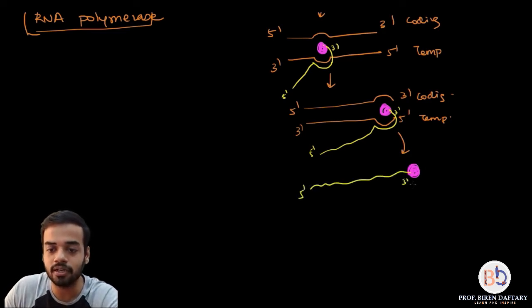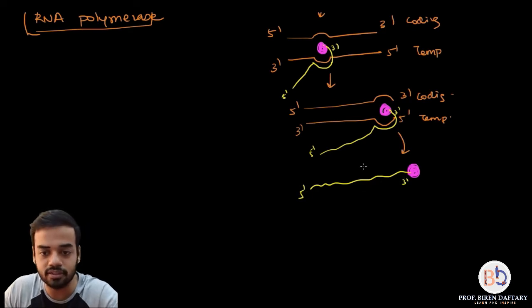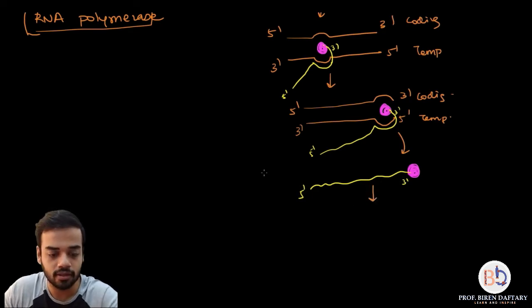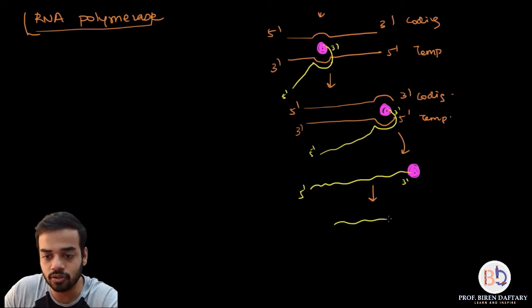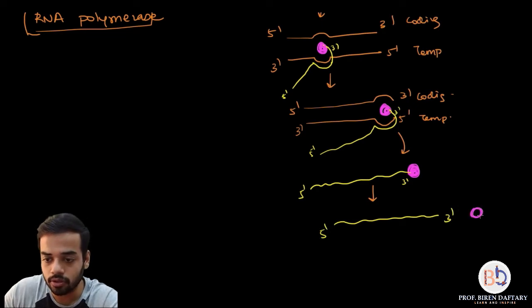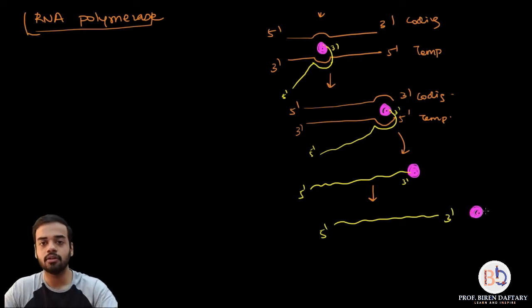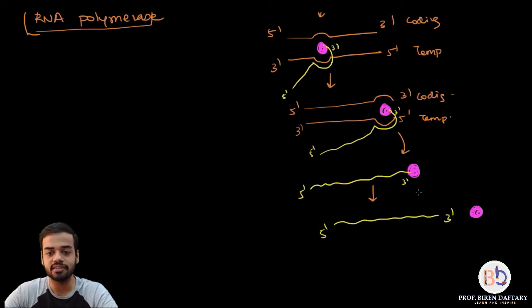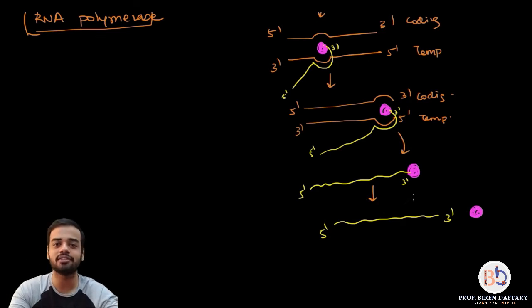And the next part is going to be that these two will be separated. So this is your mRNA, which is 5 prime to 3 prime, and your enzyme has separated. Okay, so this is your mRNA which is ready. It is a crude mRNA. Okay, it is a mixture of unwanted substances also.